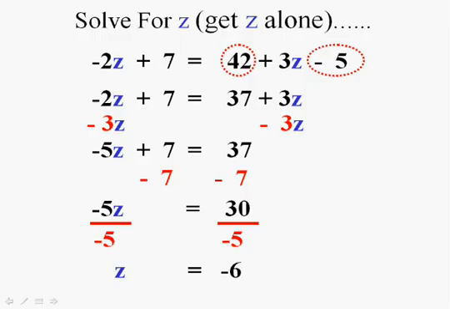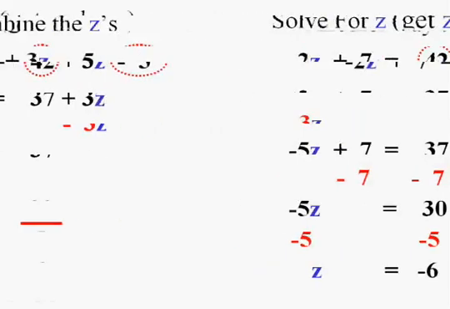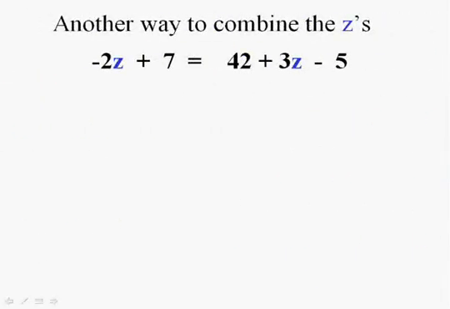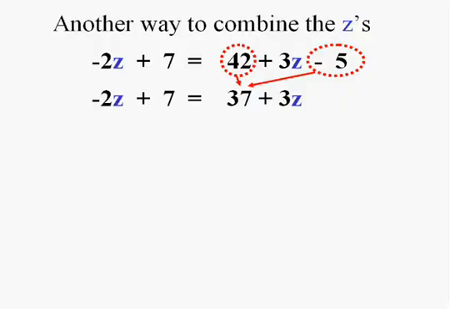I have one last tip I want to show you about a problem like this. We have some options, and let's put those options to work. First of all, I'm definitely going to put the 42 and the minus 5 together first. So that's the same. But at this point in the problem, last time, I subtracted a 3z from both sides. And that's fine, and it worked out. But it led to a negative number.